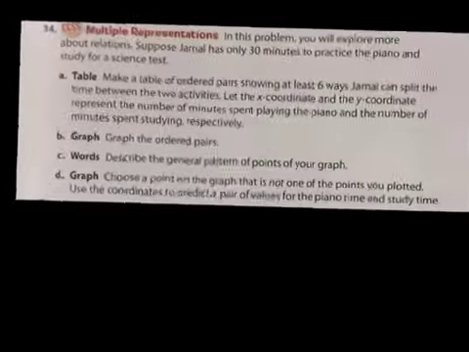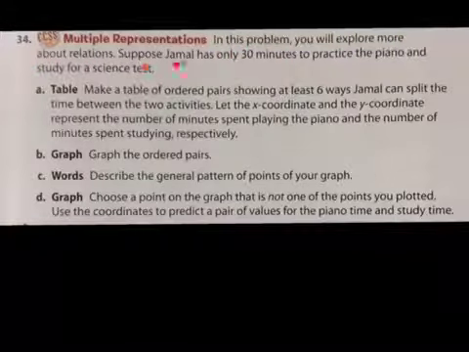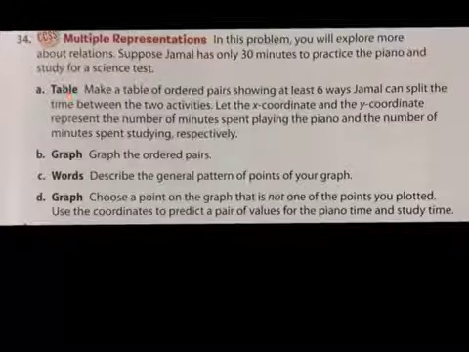Question 34. In this problem, you will explore more about relations. Suppose Jamal has only 30 minutes to practice the piano and study for a science test. So for 30 minutes to do both of these, and we don't know how much time he's going to spend on each one. So here we're being asked to make a table. Make a table of ordered pairs showing at least 6 ways Jamal can split the time between the two activities.